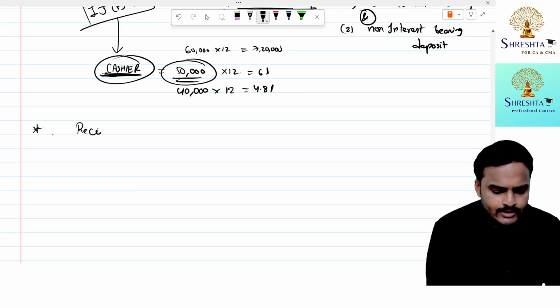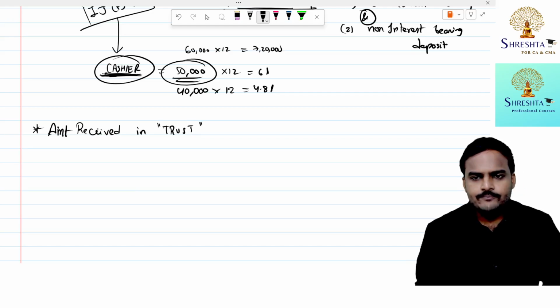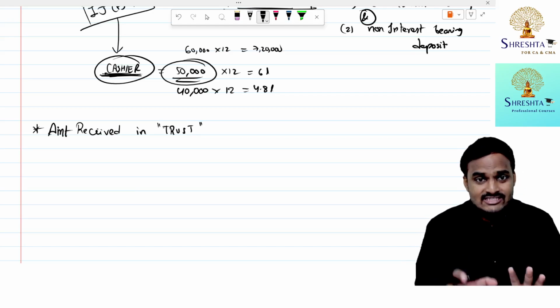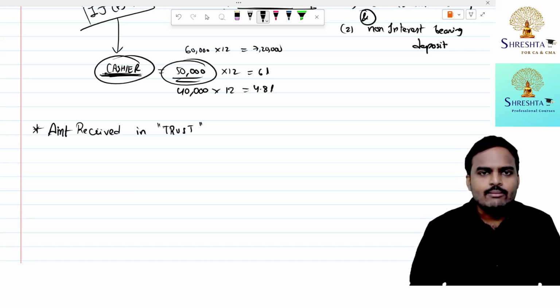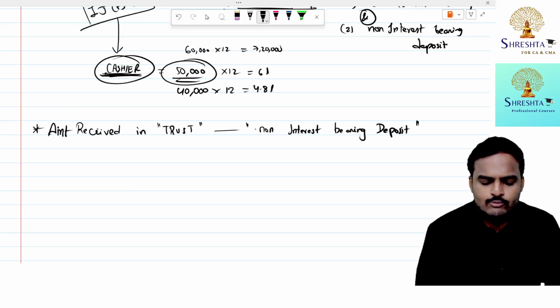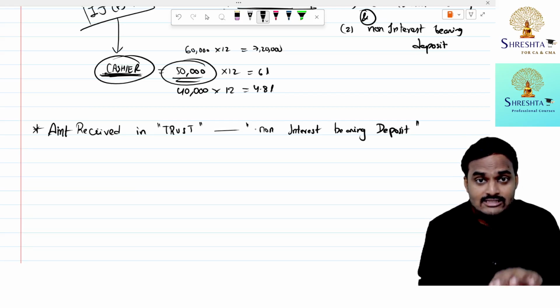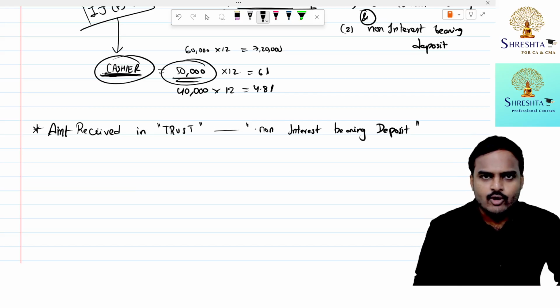Amount received, interest. So amounts received by the company held as a trustee, simply held as a trustee, that amount is also not considered as deposit. Only condition is it must be non-interest bearing deposit. If this condition is satisfied, then amount received by the company held as a trustee is not treated as deposit.